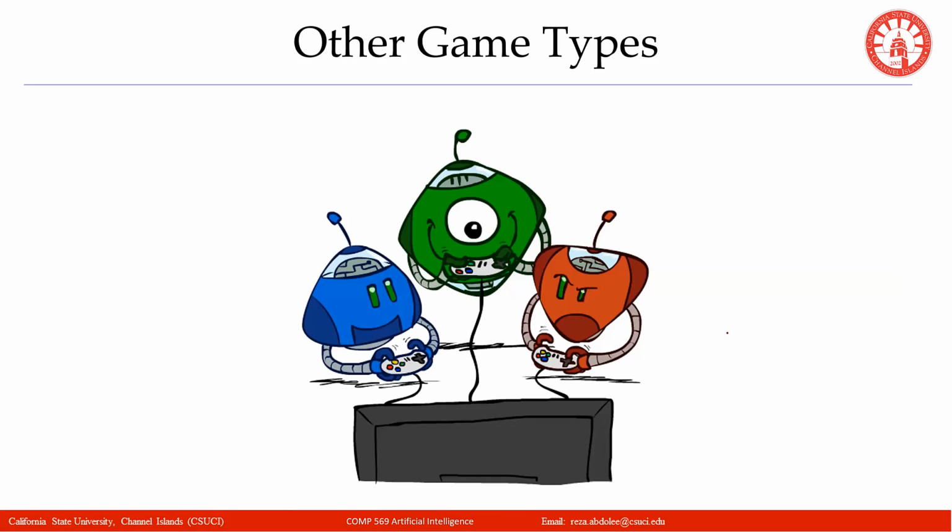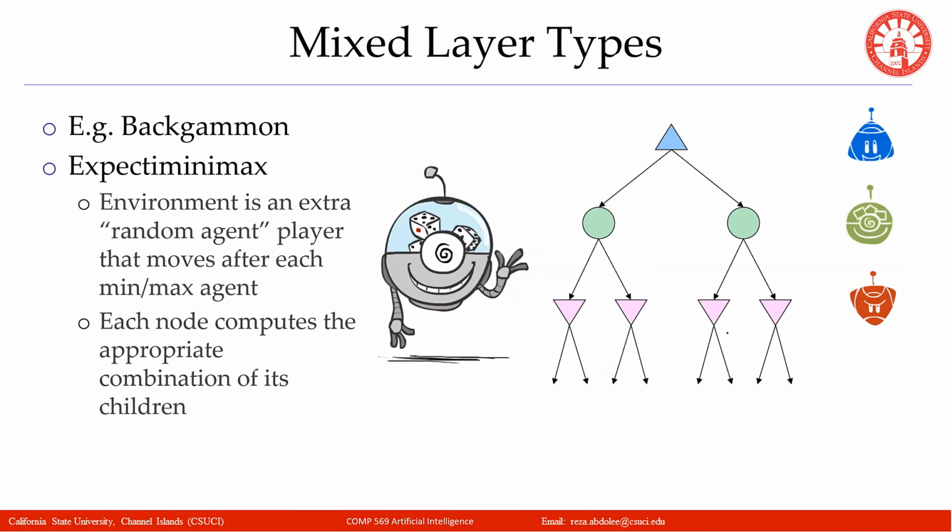Okay, so let's talk about the other types of games. So far we have talked about games that involve two players. One player is playing optimally, and the other player in minimax is also playing optimally. And the second type was that we consider randomness for the other player. Let's see if we can have other types of games.